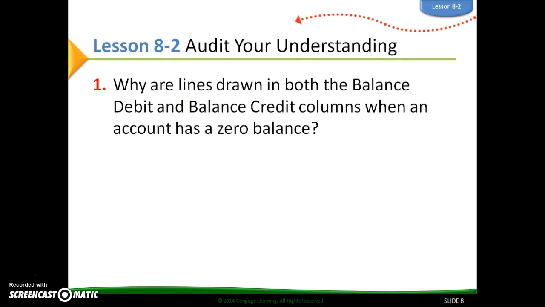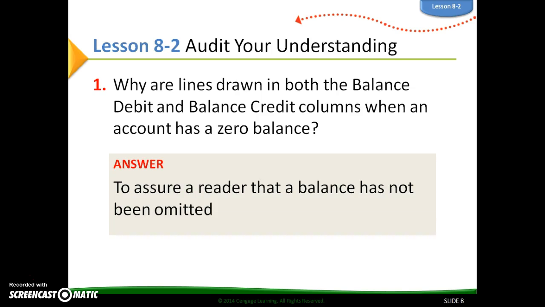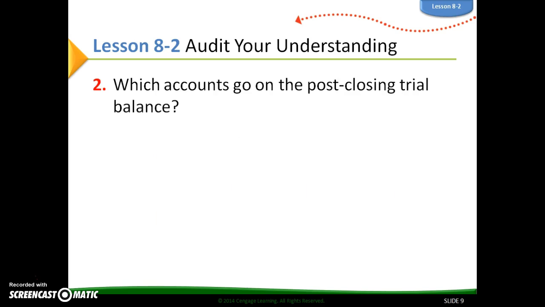All right, so why are lines drawn in both the balance debit and balance credit columns when an account has a zero balance? Again, we want to make sure anybody looking at this information knows we didn't forget to do it. We deliberately noted that we have zero balance information.